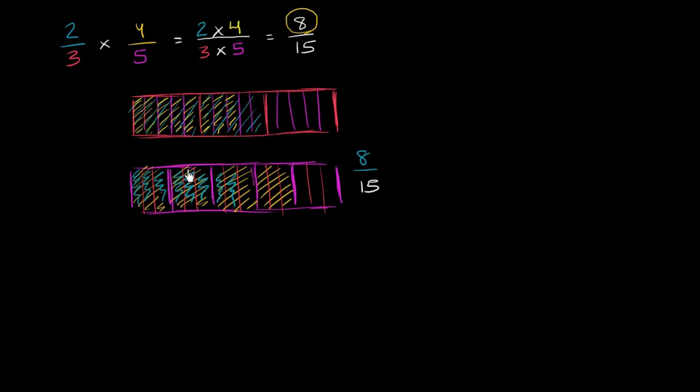So either way, you get to the same result. So one way, you're thinking of taking 4/5 of 2/3. Another way you could think of it is you're taking 2/3 of 4/5.